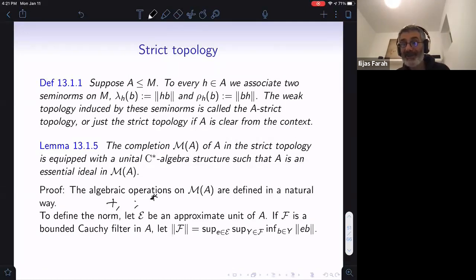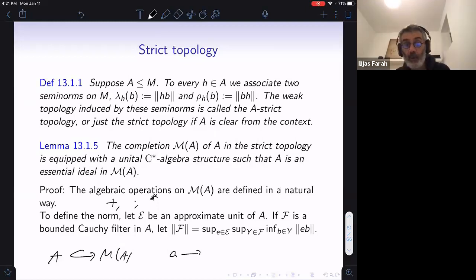You see, once you're done with this, you just have some algebra that contains A. A embeds naturally into M of A by just sending every element to a constant filter, right? So it's basically the principal filter that is generated by this element.